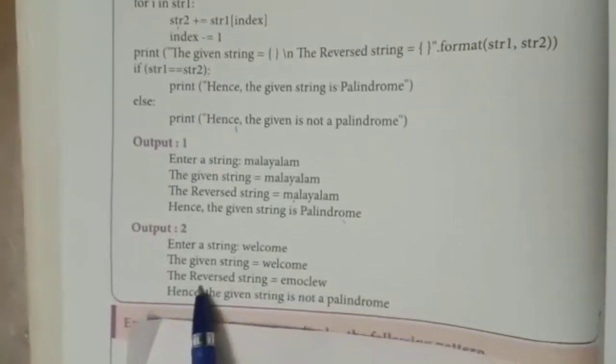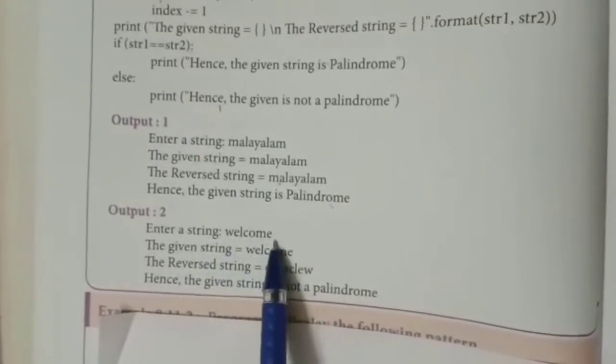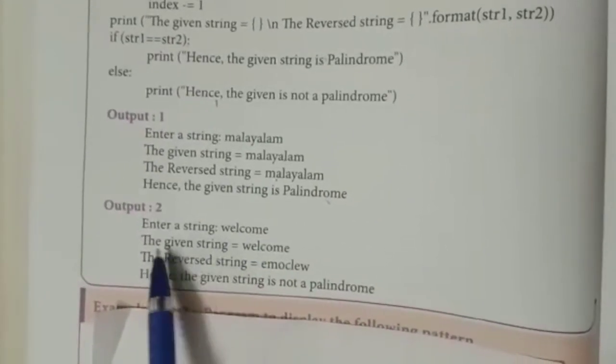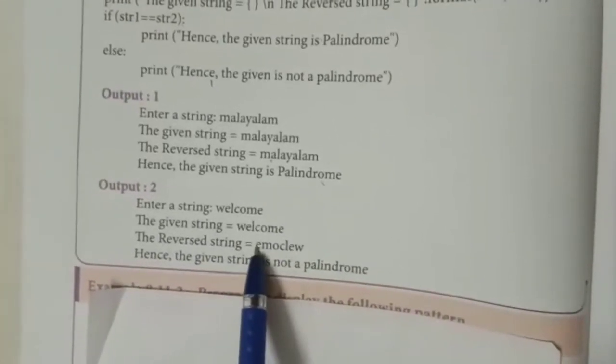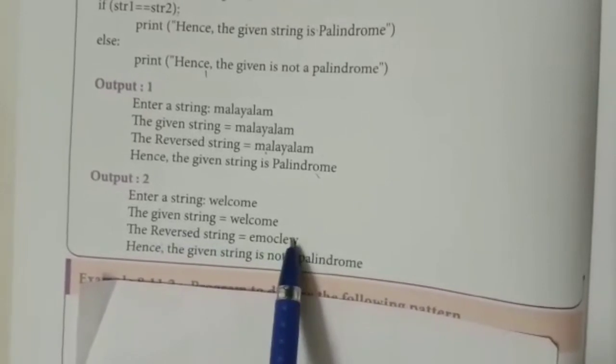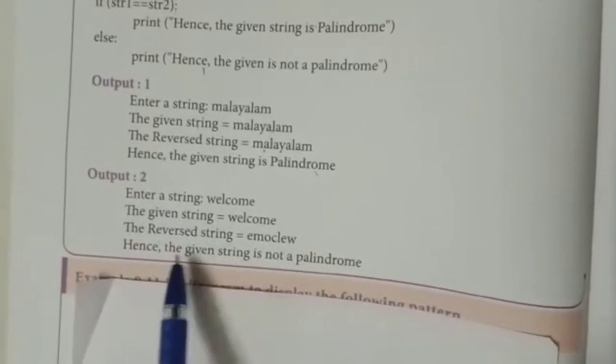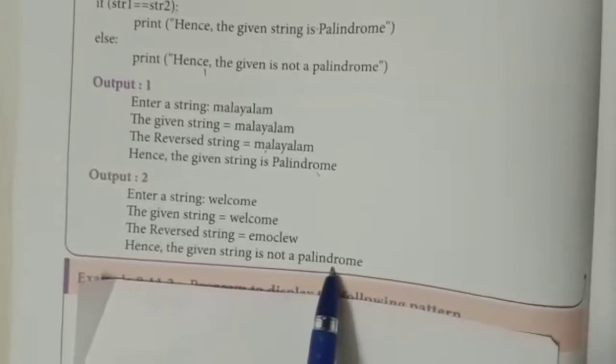Go for the second output. They gave the string as welcome. The given string will be welcome. When you reverse the string, you will get EMOCLEW. Now these two are not equal. The given string is not a palindrome.